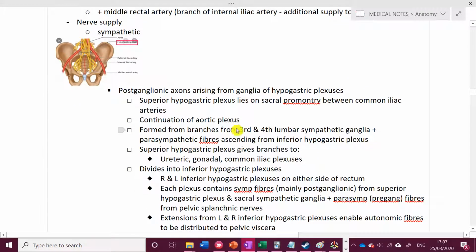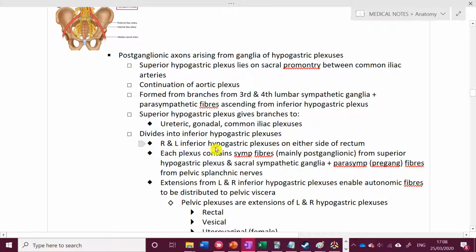And here's some information about the hypogastric plexus. The superior hypogastric plexus lies on the sacral promontory between the common iliac arteries, and it's a continuation of the aortic plexus. It's formed by the branches of the third and fourth lumbar sympathetic ganglia and parasympathetic fibers ascending from the inferior hypogastric plexus. The superior hypogastric plexus gives branches to these other plexuses, the ureteric, gonadal, and common iliac plexuses, and it divides into the inferior hypogastric plexuses.